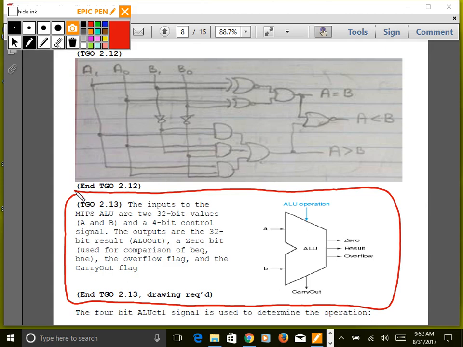The inputs to the MIPS arithmetic logic unit are two 32-bit values. Remember, everything in a reduced instruction set computer is going to be the same: the size of the memory, the size of our buses, the size of the inputs to the ALU, the size of the instructions, all 32 bits. So the two inputs to the MIPS ALU are two 32-bit values, A and B, and a 4-bit control signal. If I have a 4-bit control signal, how many different operations can I use?